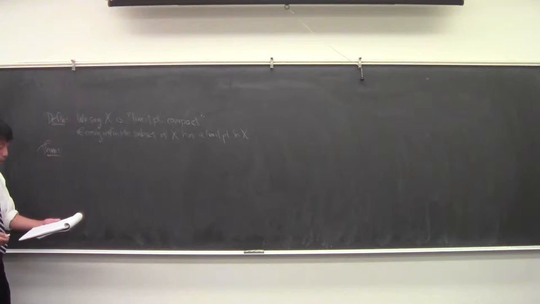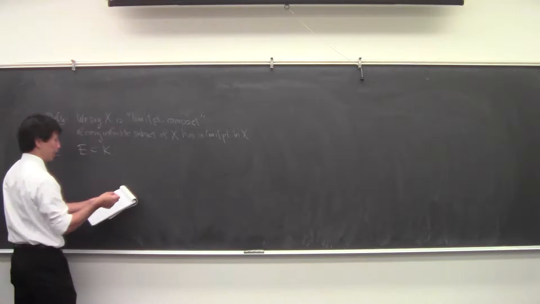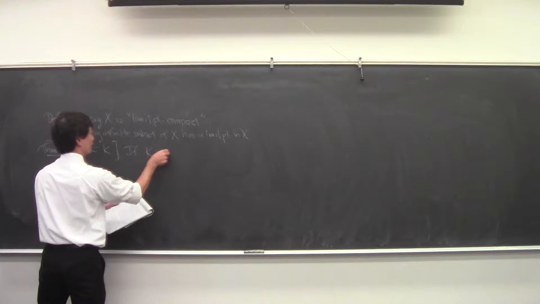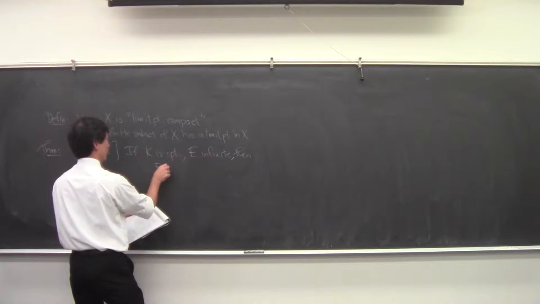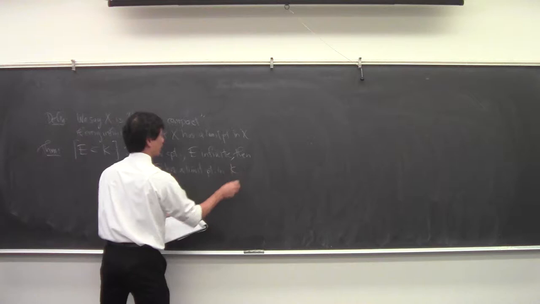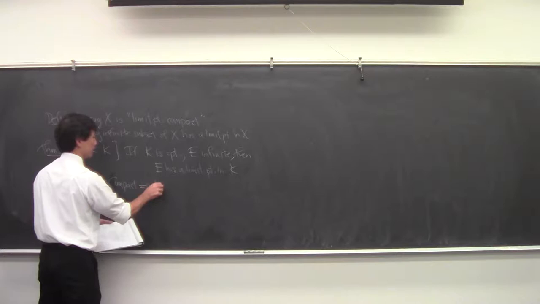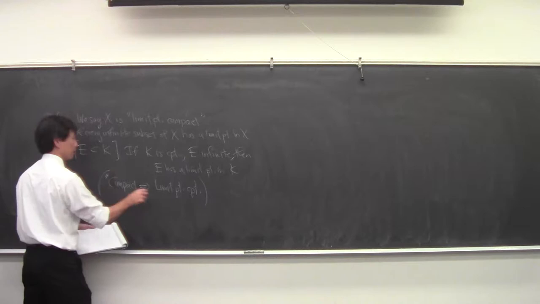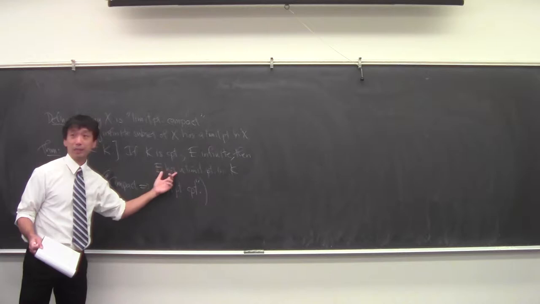One of your theorems that you've read already is related to that. It says, suppose you have a subset E of some set K. If K is compact and E is infinite, then E has a limit point in K. In other words, using the vocabulary just introduced, compact implies limit point compact. If you're a compact set and there's an infinite subset of you, then that infinite subset has to have a limit point in K.